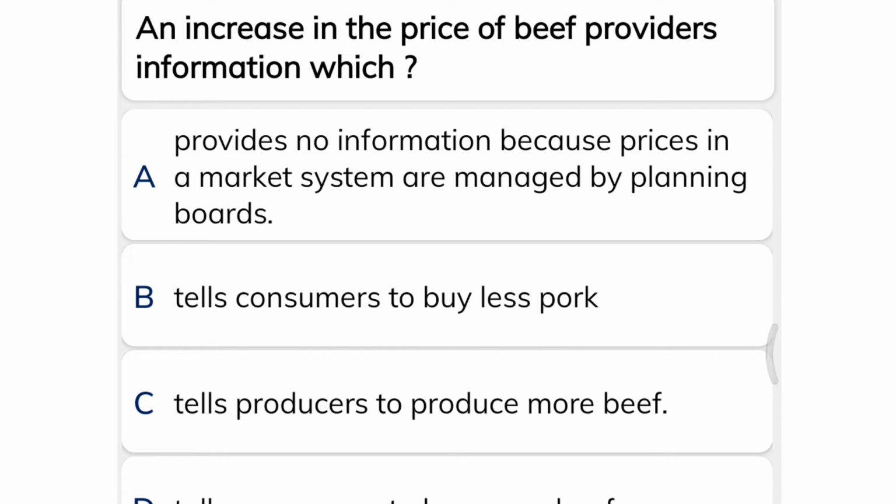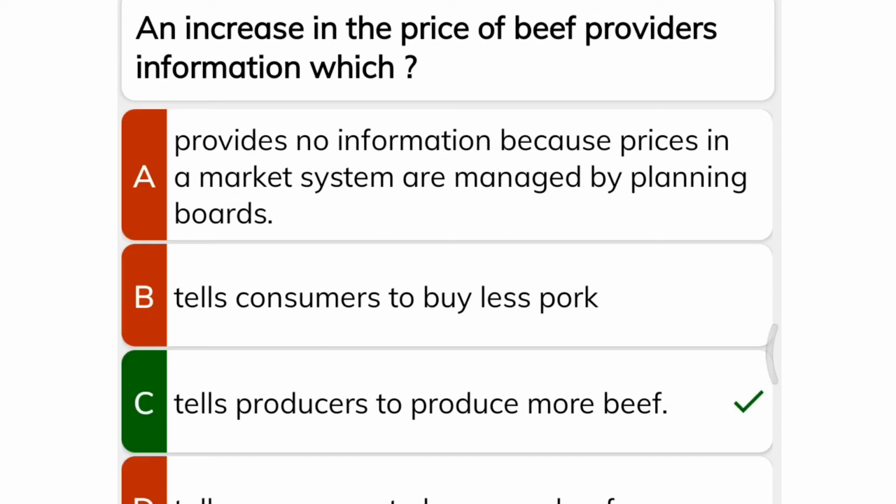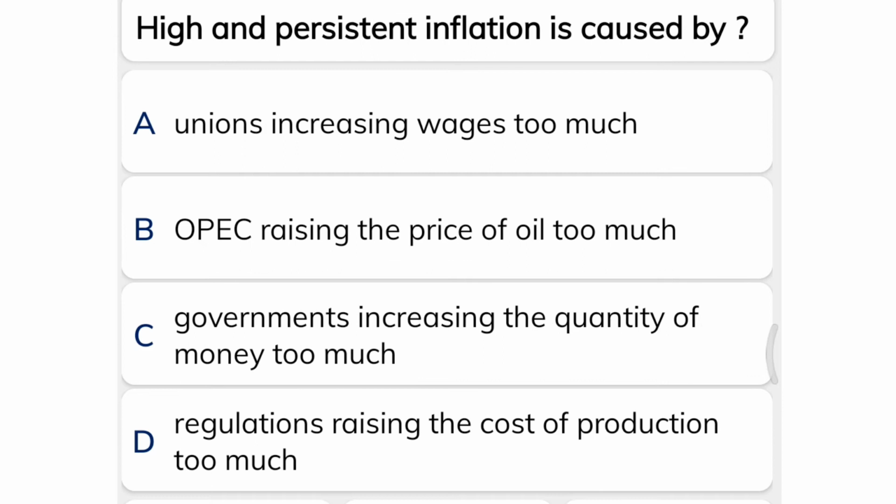An increase in the price of beef provides information which? Option A, provides no information because prices in a market system are managed by planning boards. Option B, tells consumers to buy less pork. Option C, tells producers to produce more beef. Option D, tells consumers to buy more beef. And the correct answer is option C.